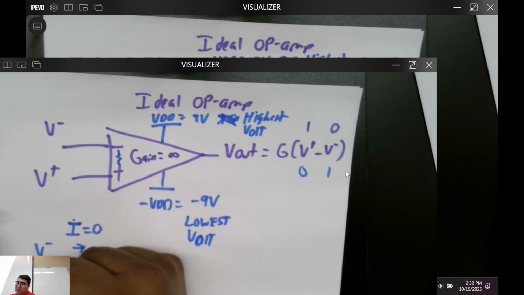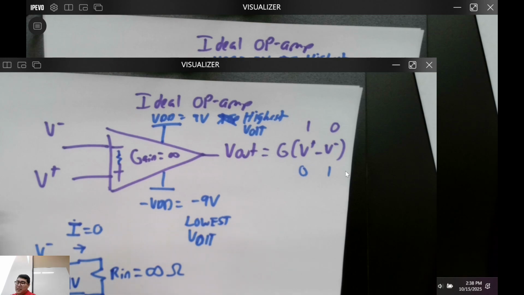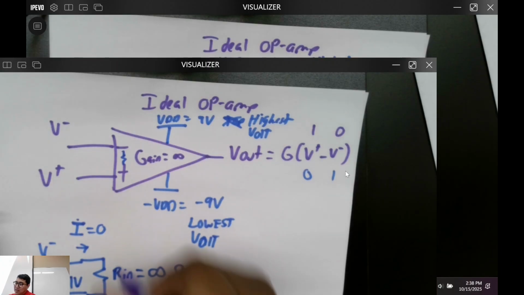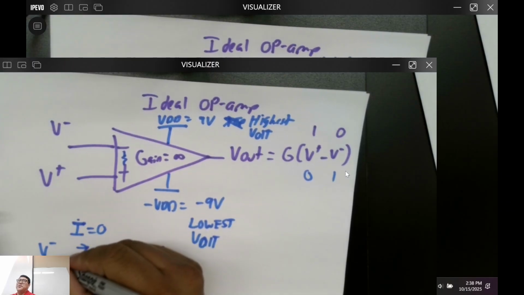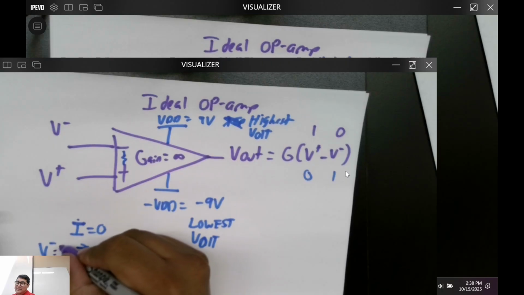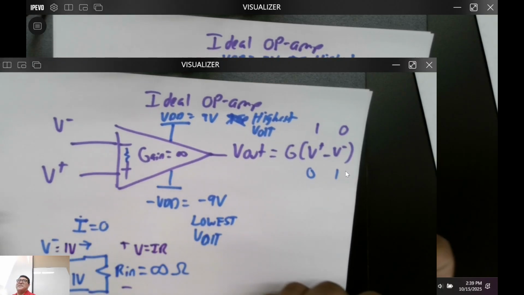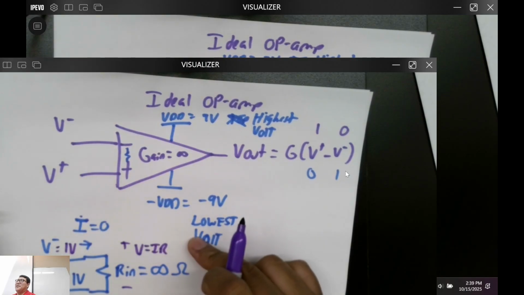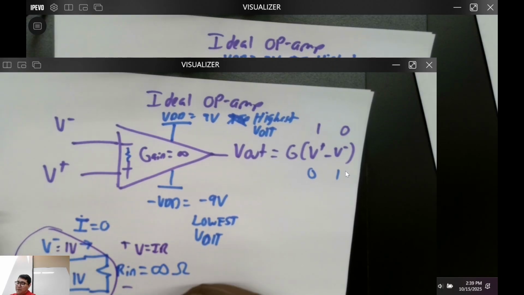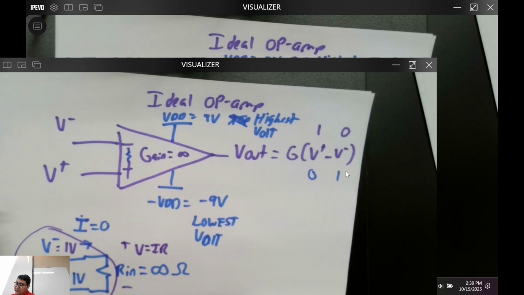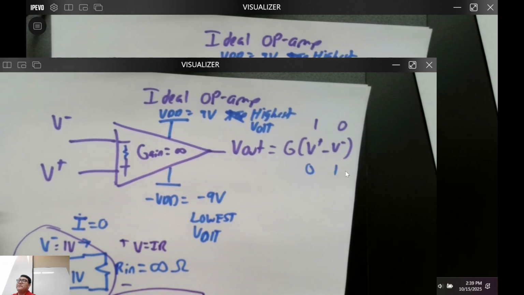Let's just say this is 1 volt, correct? If I have 1 volt over here and there's no voltage drop, and the current is 0, and if I were to write V plus minus V minus is equal to IR, there's no voltage drop. What's the voltage at V minus? It's just going to equal this 1 volt. So basically an ideal op amp wants this condition, where V minus wants to equal V plus. Does that make sense with everybody?